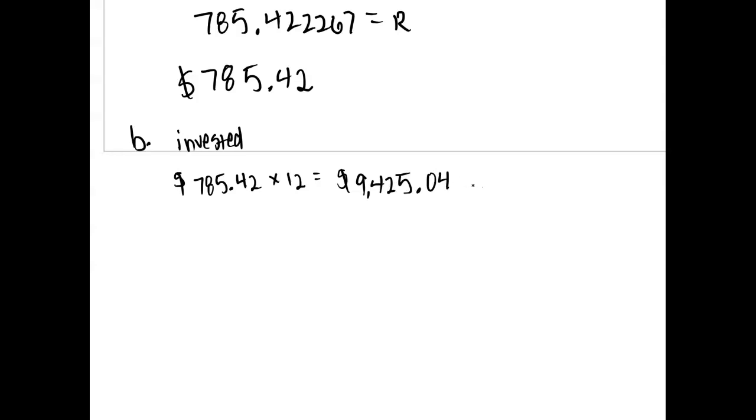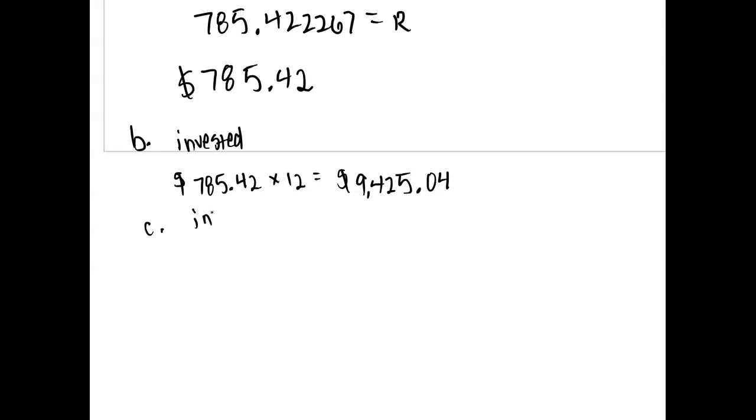Part B. Part B asks for how much of the future value is money that was invested. So to find the amount of money that was invested, that's $785.42 invested every time. And Luca made 12 total investments, right? He invested quarterly for 3 years. So doing that multiplication gives $9,425.04 of his future value was invested.